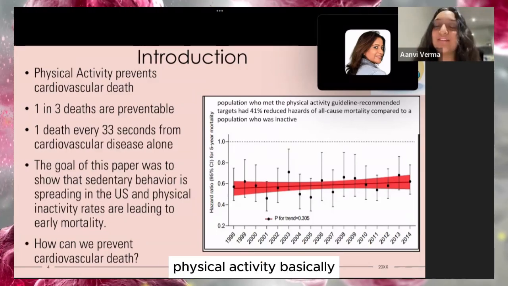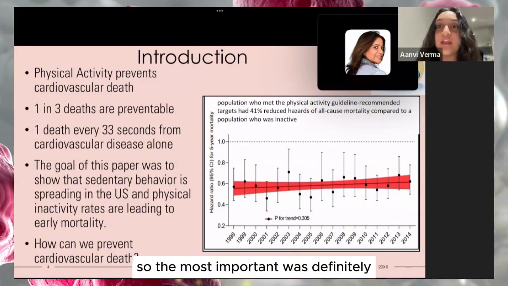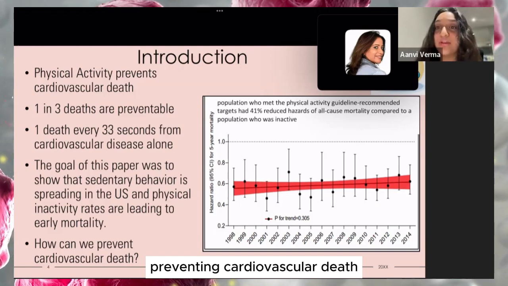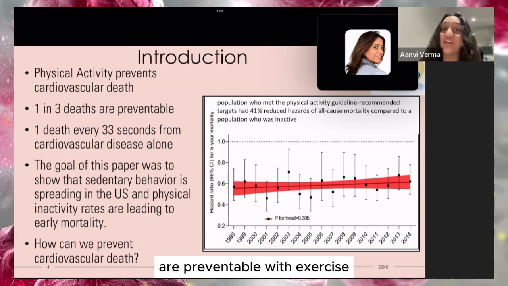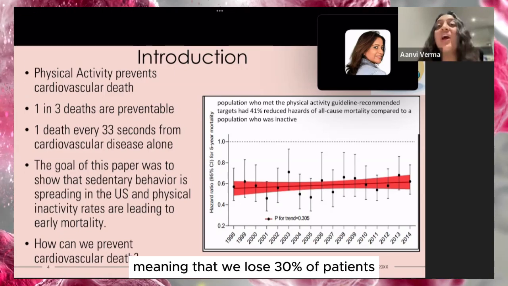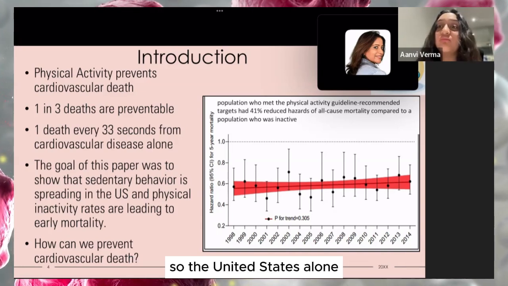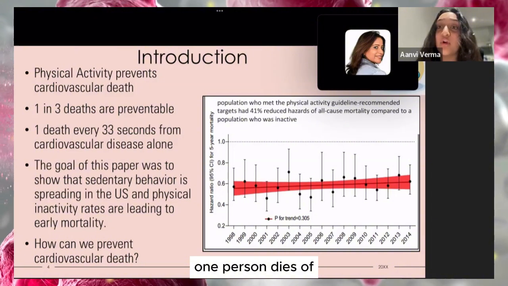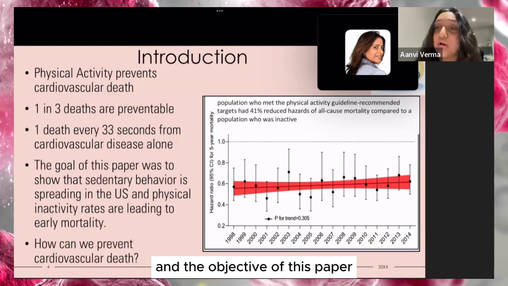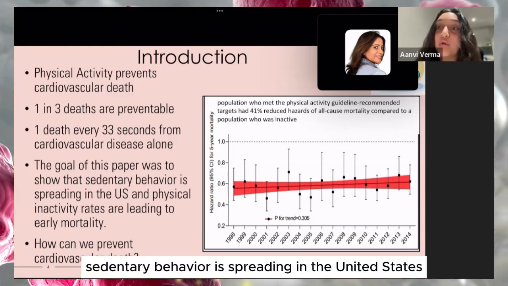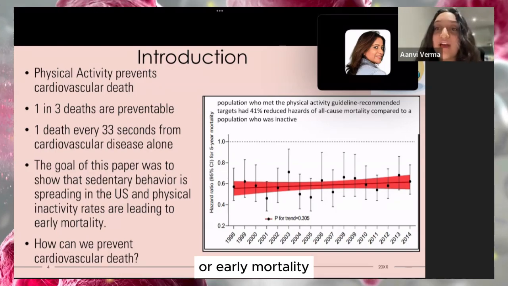Physical activity basically encapsulates a lot of health benefits. The most important was definitely preventing cardiovascular death, because 1 in every 3 deaths due to cardiovascular diseases are preventable with exercise, meaning that we lose 30% of patients just because we lack physical activity. In the United States alone, 1 person dies of cardiovascular diseases every 33 seconds. And the objective of this paper is to show that sedentary behavior is spreading in the United States, and physical inactivity rates are leading to early mortality.